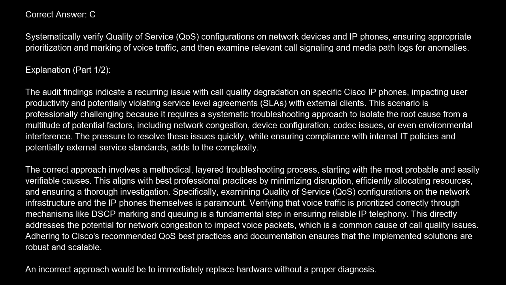Specifically, examining quality of service, CoS, configurations on the network infrastructure, and the IP phones themselves is paramount. Verifying that voice traffic is prioritized correctly through mechanisms like DSCP marking and queuing is a fundamental step in ensuring reliable IP telephony. This directly addresses the potential for network congestion to impact voice packets, which is a common cause of call quality issues. Adhering to Cisco's recommended CoS best practices and documentation ensures that the implemented solutions are robust and scalable.